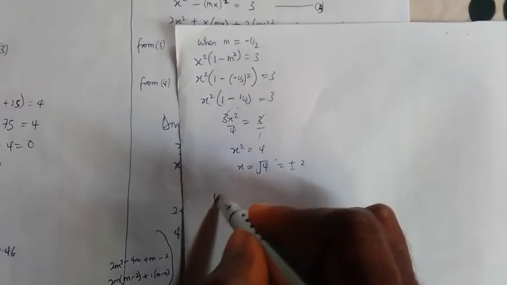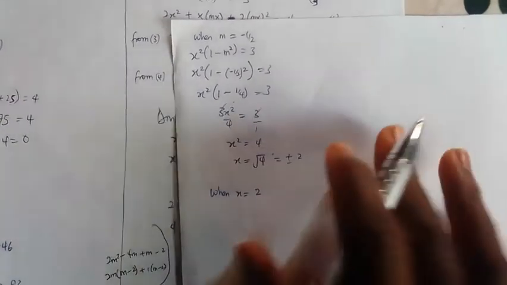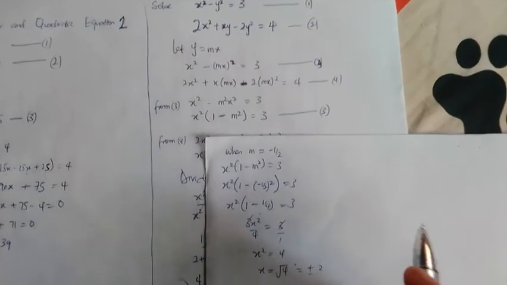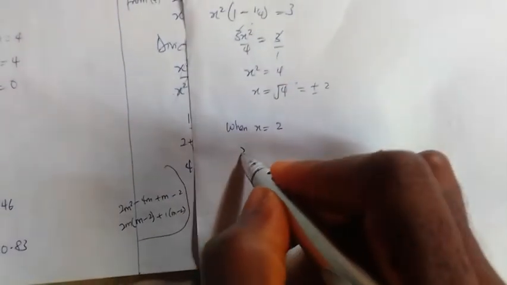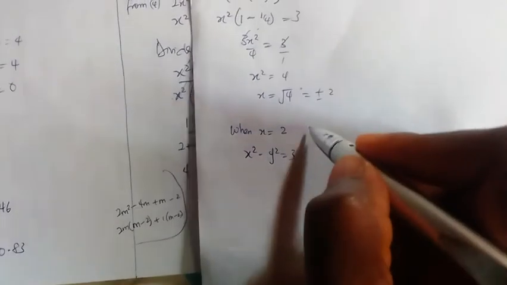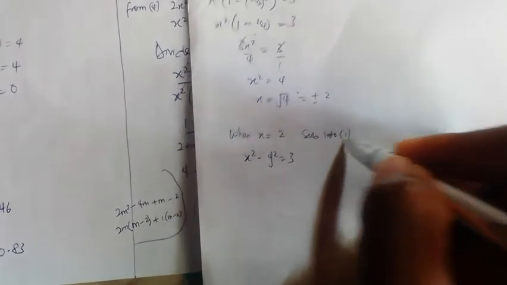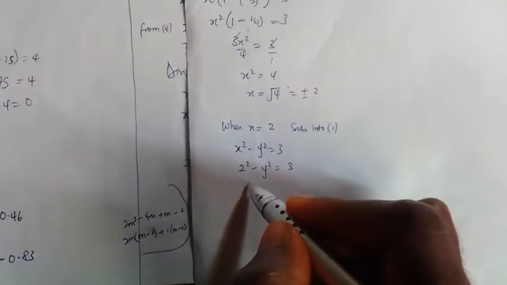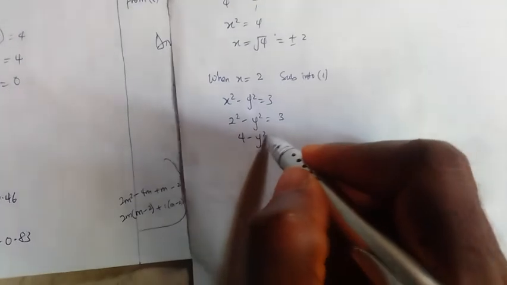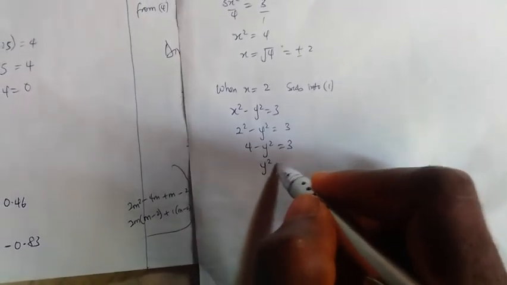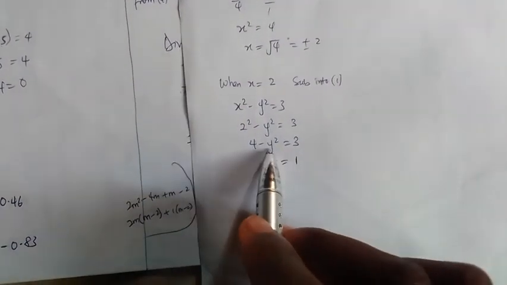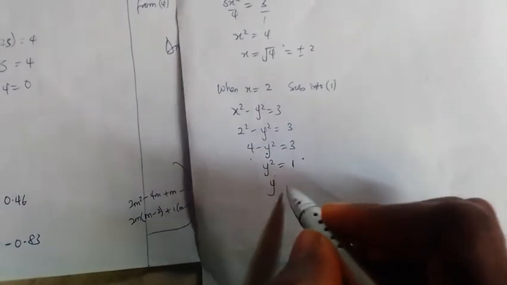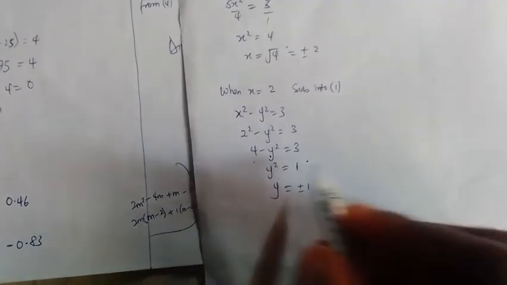How do we get y? When x equals plus 2, we substitute into equation 1, which is x squared minus y squared equals 3. So 2 squared minus y squared equals 3, which becomes 4 minus y squared equals 3. Minus y squared comes here and becomes plus y squared, 3 comes here and becomes minus 3. We have y squared equals 1.